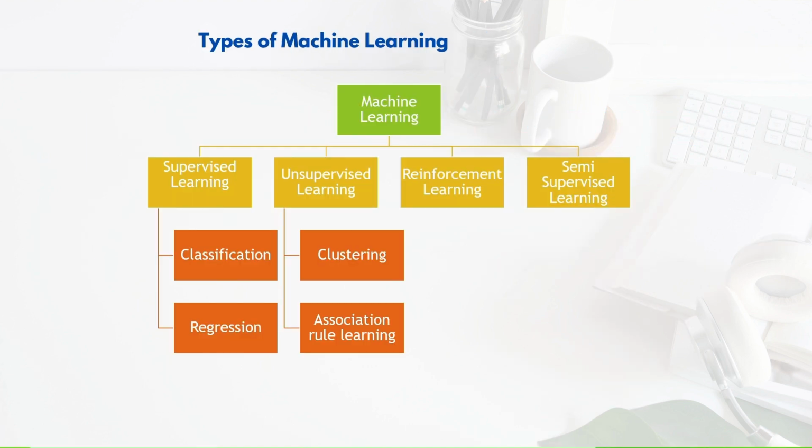There are different types of machine learning. Machine learning broadly can be divided into four types: supervised learning, unsupervised learning, reinforcement learning, and semi-supervised learning. Unsupervised learning is classified into two, which are clustering and association rule learning. Supervised learning is again divided into two groups, which are classification and regression. Let's learn each of these types of machine learning in detail. And remember, this is highly testable in the exam, so learn these concepts very well.